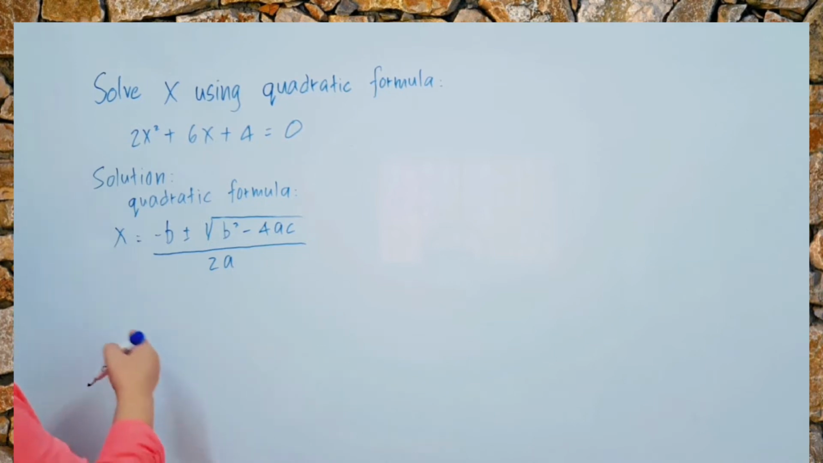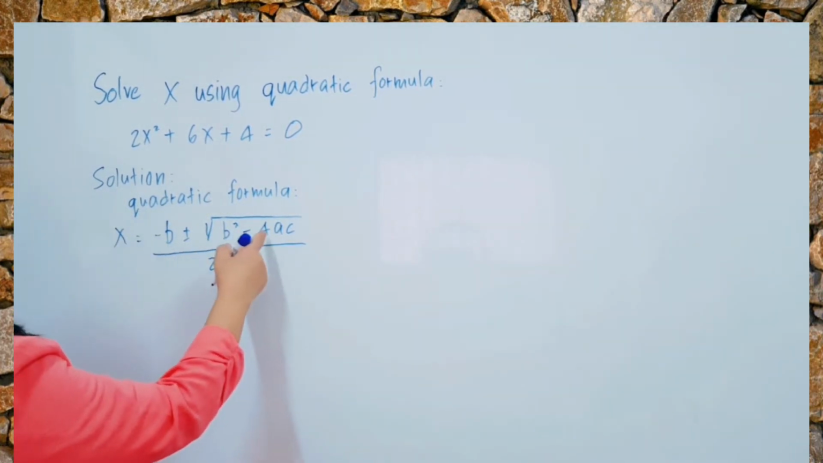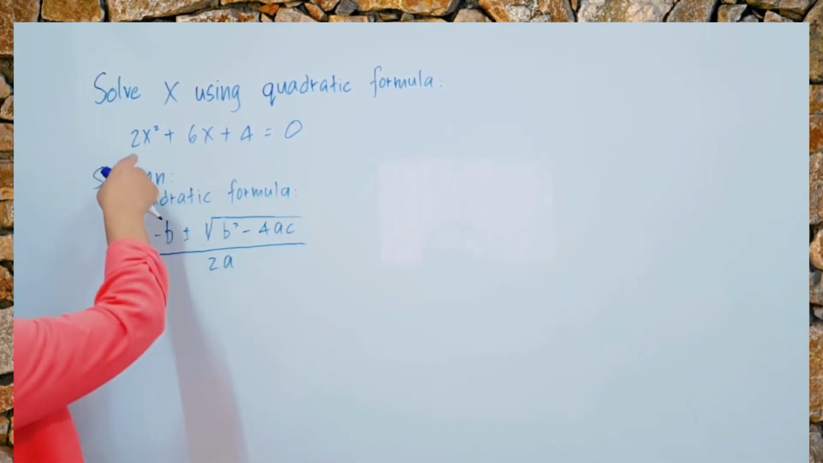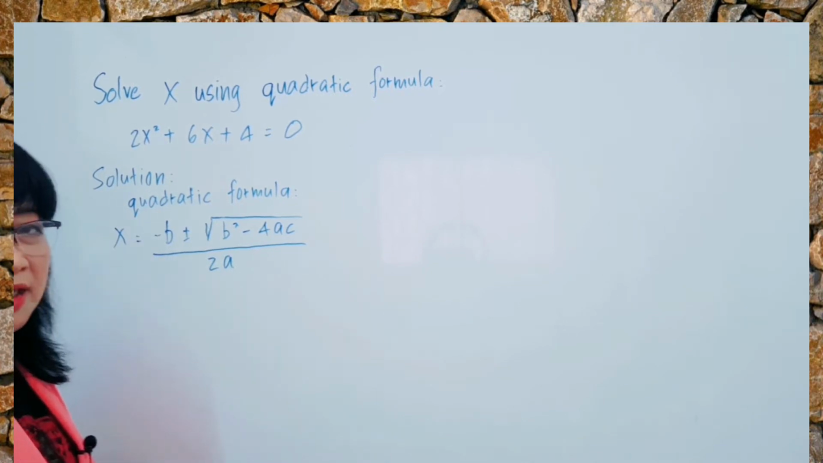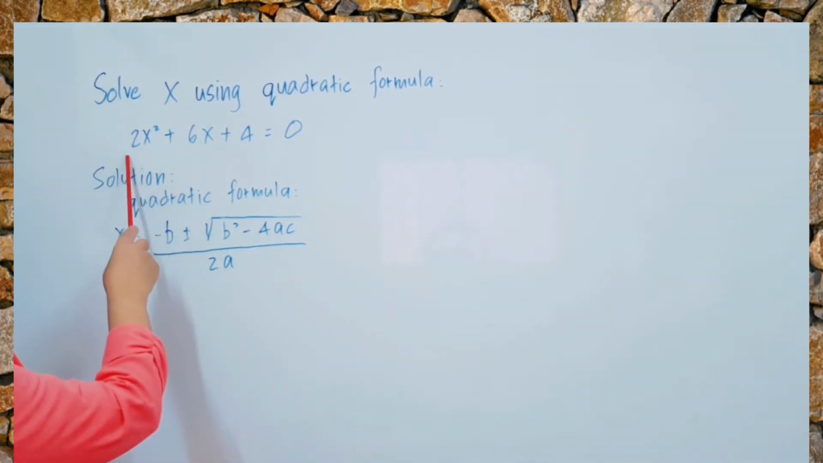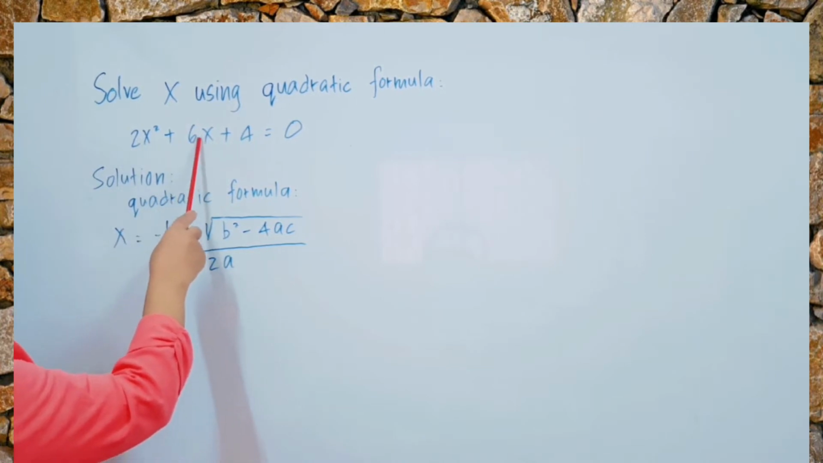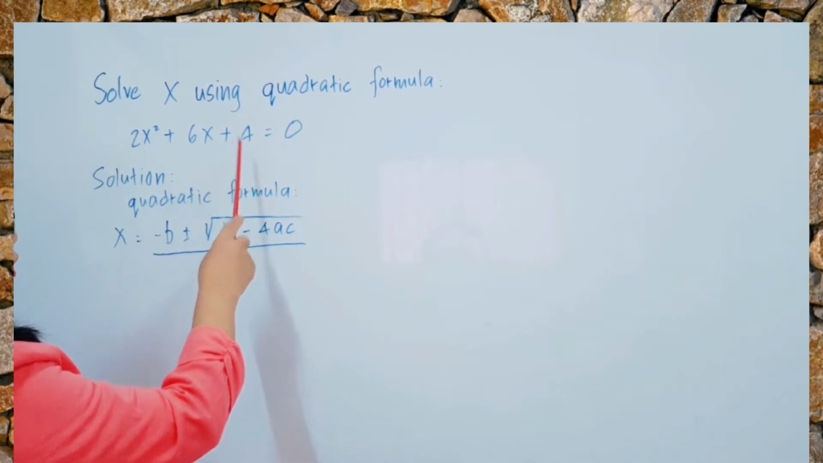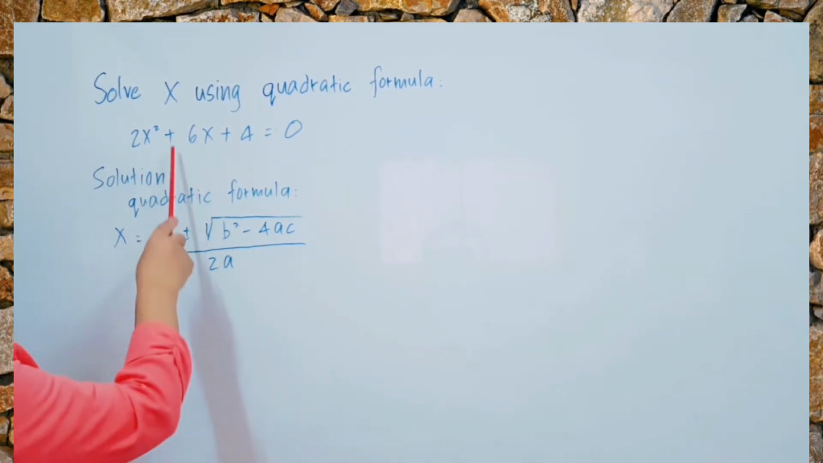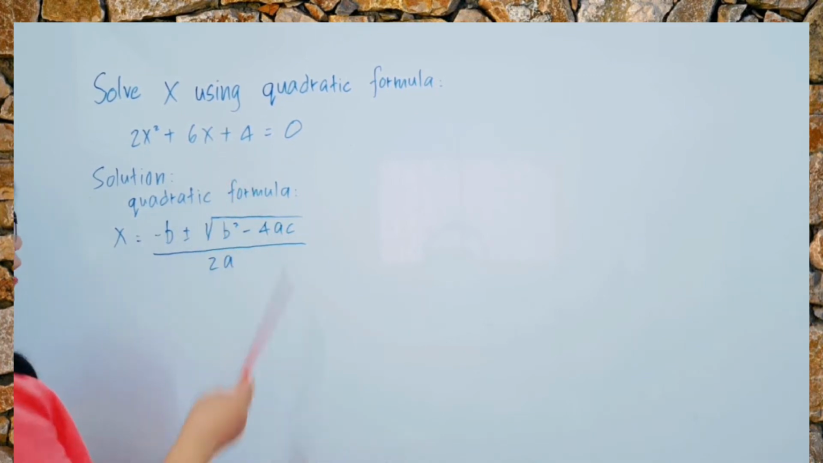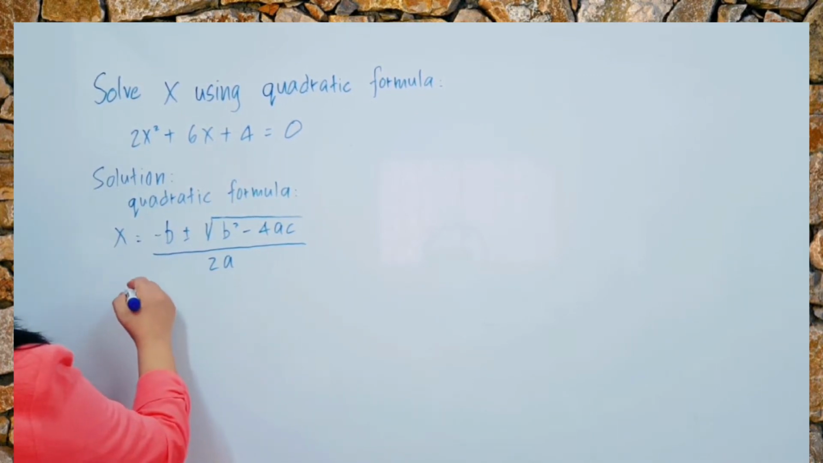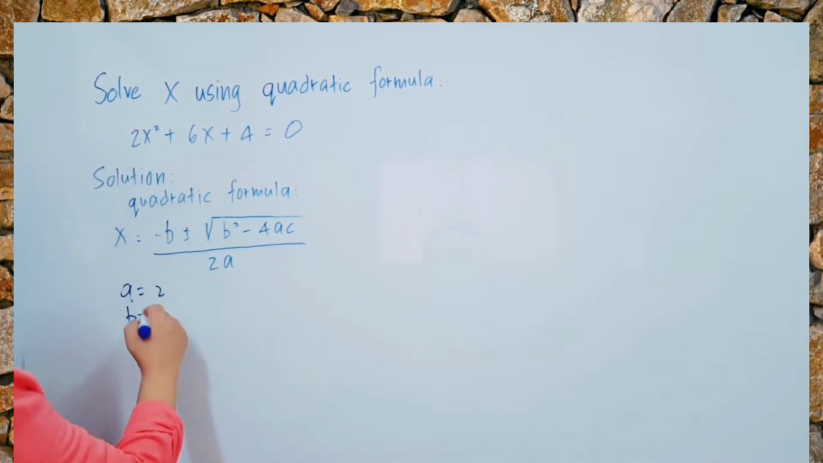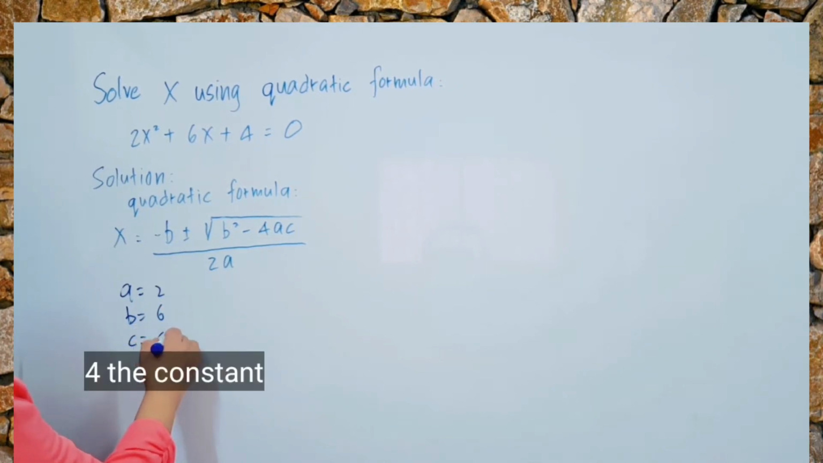Now, what is this B, A, and C? Base dito sa equation na to, ang coefficients nila, that represents A, B, and C. So, this one, the first coefficient, this is the A. The second coefficient, which is equal to 6. And the third coefficient, which is equal to 4. So, A, B, and this is C. Therefore, ang A nito is equal to 2, B is equal to 6, and C is equal to 4.